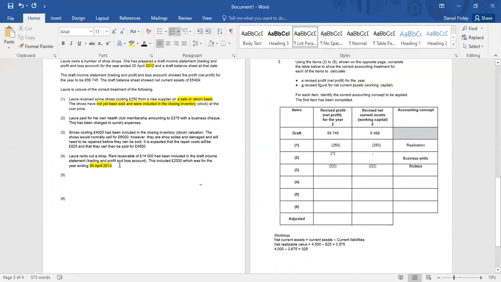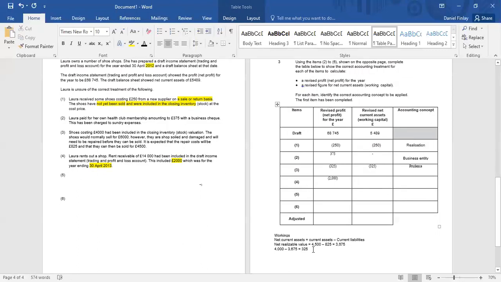So that means she's received £2,000 prepayment of income. So that £2,000, this £2,000 here, shouldn't be included on the income statement. So I'm going to take that away from the income. So that means profit's going to go down by £2,000. Now, if I've got a prepayment of income, remember that means that it's a liability because we owe that money back to whoever rents the shop if they ask for it at the end of the year.